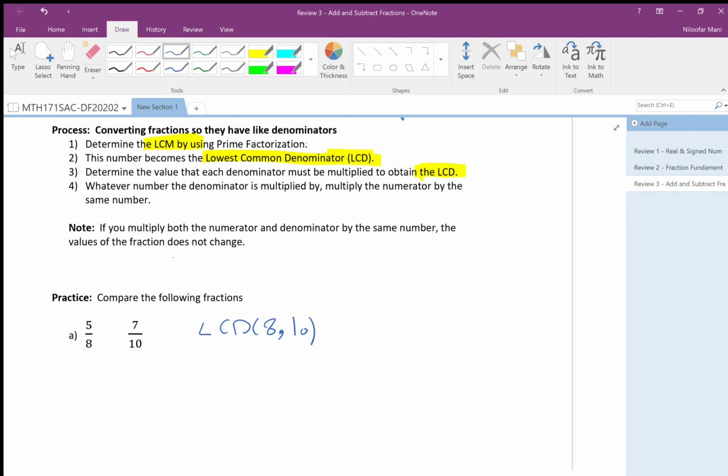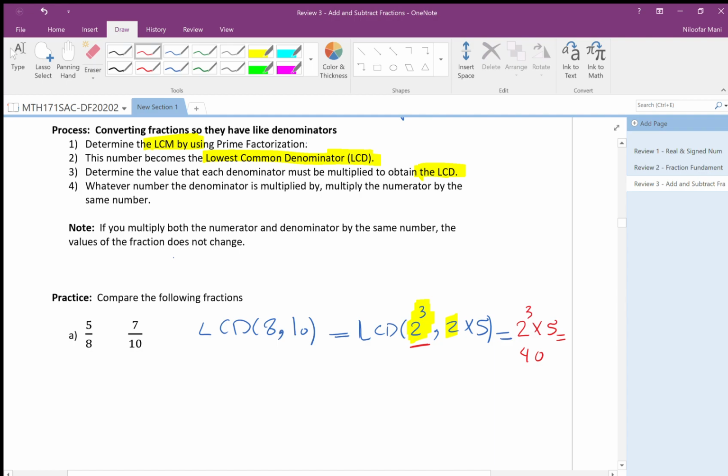8 and 10. So I factor both numbers. This is 2 to the power 3 and this is 2 times 5. Then for each prime number, I use the one with the highest exponent. Between 2 and 2 to the power 3, I use just 2 to the power 3. And for 5, I just use 5 because I just have one 5. So it's 2 to the power 3 times 5, which is 40. 40 is the least common denominator.